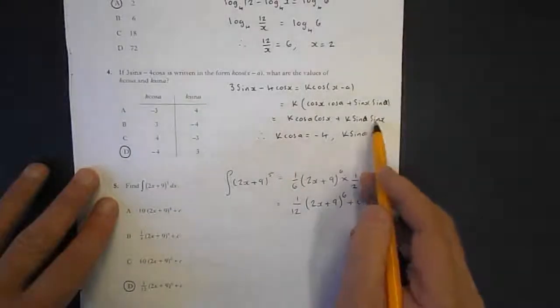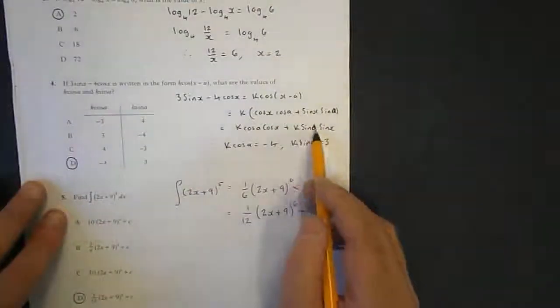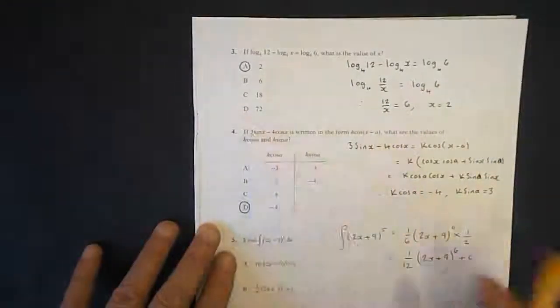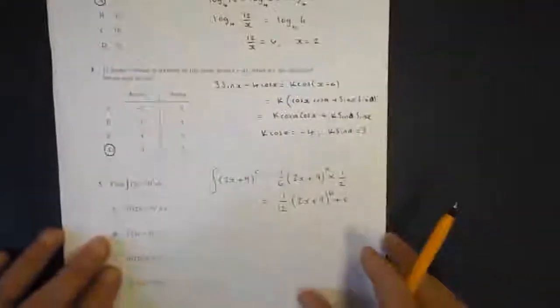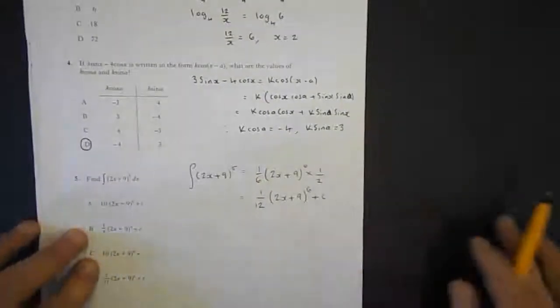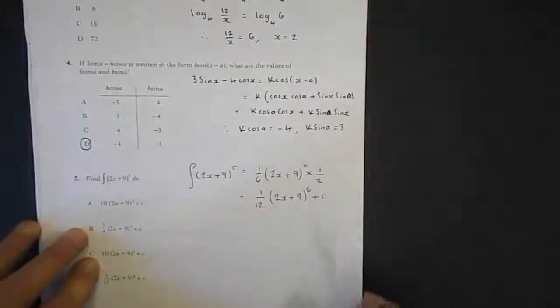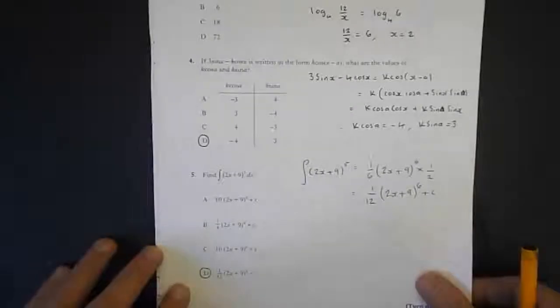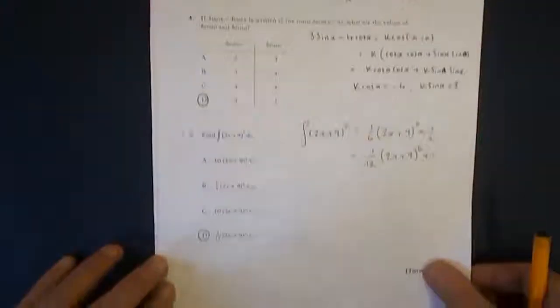What's in front of sin x over here? k sin a. What's in front of sin x up here? 3. So k cos a has to be minus 4 and k sin a has to be 3. That's why it's choice D. Question 5.